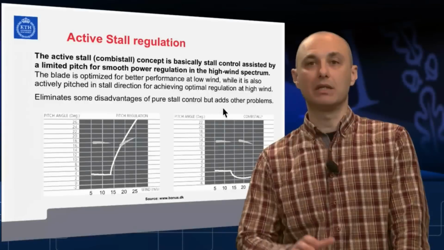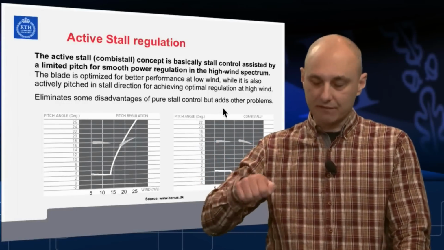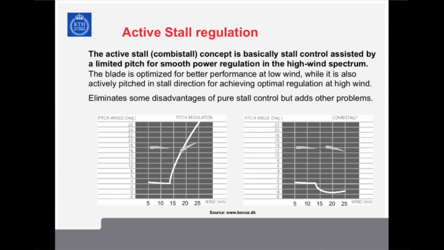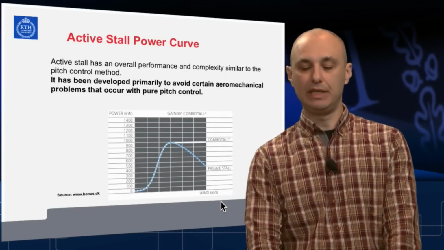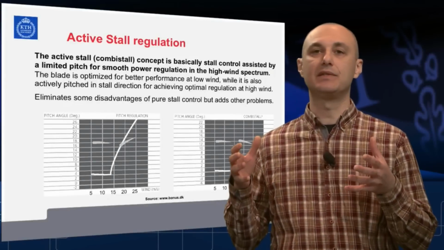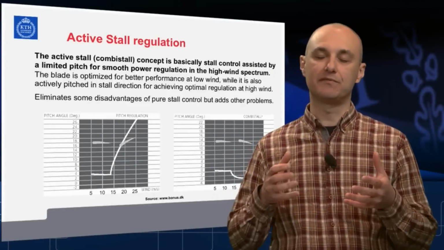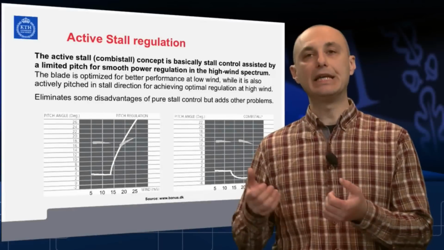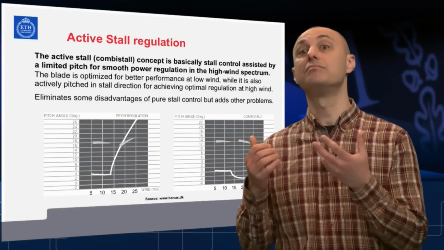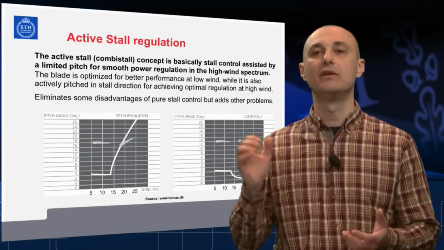Active stall would mean, compared to passive stall, where the blades are firmly bolted, that you do have pitch components and options for pitching of the blade, but you do not pitch it in the way that the pitch regulation would demand. You pitch the blade in stall direction. So it is possible to optimize the blade in such a way, fit it on the hub, that it is better fitted, better optimized for the low wind speeds, for example. And then at high winds, it is not really passively stalling in the best way, so you help it, you actively pitch it to stall properly.